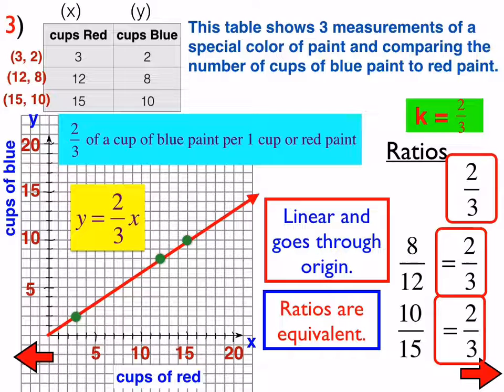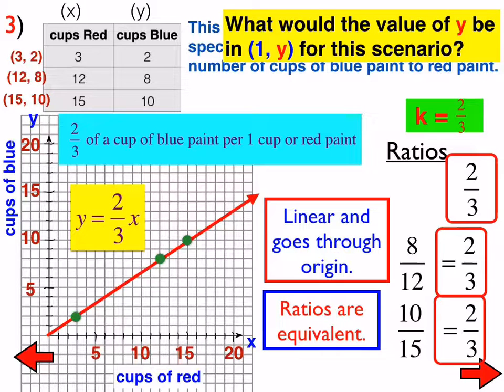Here comes the same question again. What would the value of y be in 1 comma y for this scenario? If you look at the graph, it's kind of hard to tell because 1 is right here. You know, that's kind of hard to tell exactly where it is. Sometimes it's easy to see on the graph, sometimes not so easy. But based on what we talked about in the last problem, it should be easy.